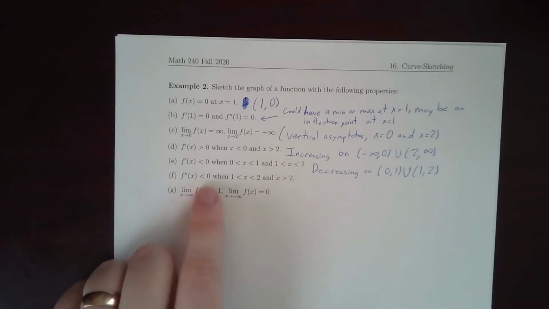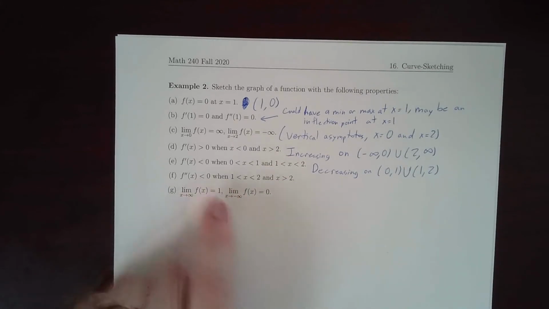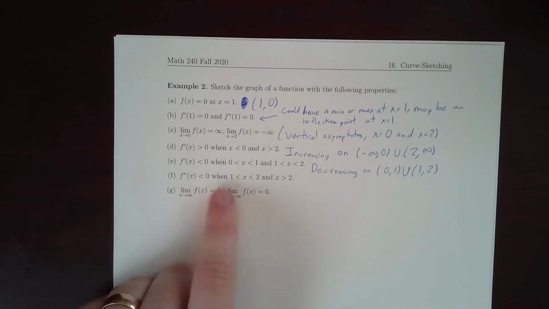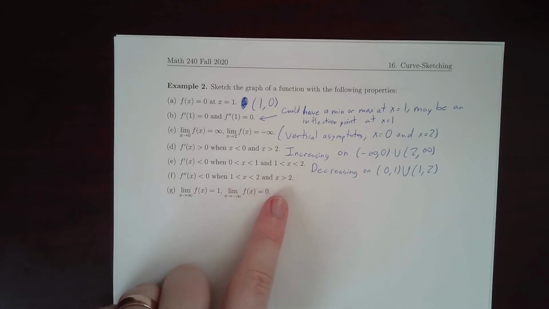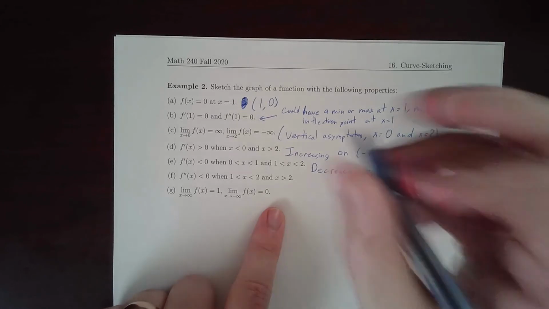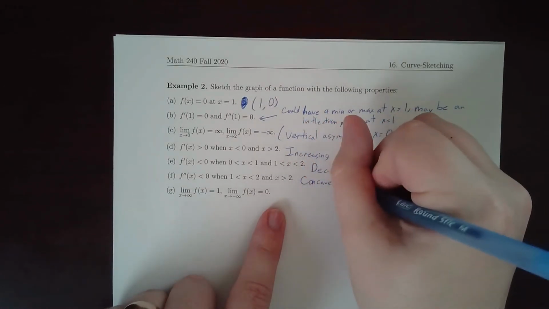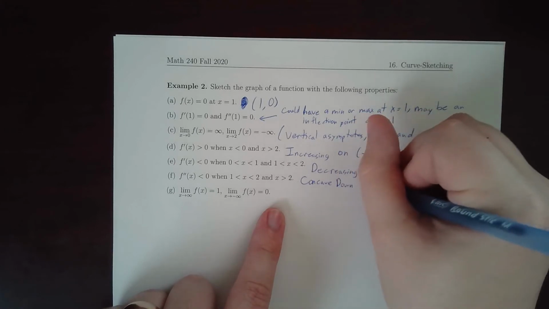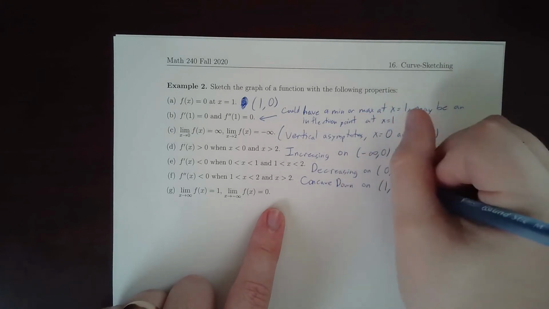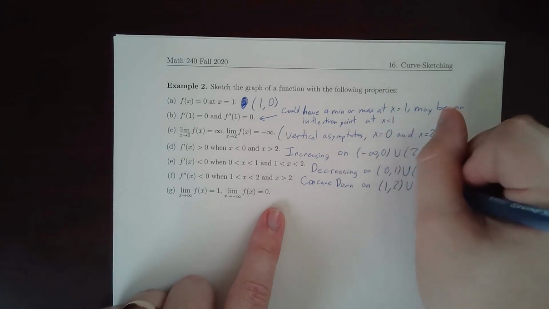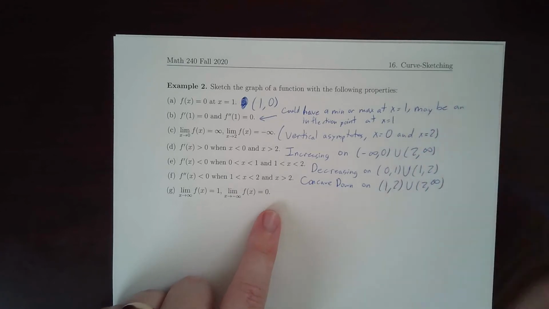We also know that our second derivative is less than 0 when x is between 1 and 2, and when x is greater than 2. So concave down on 1 to 2 and 2 to infinity.